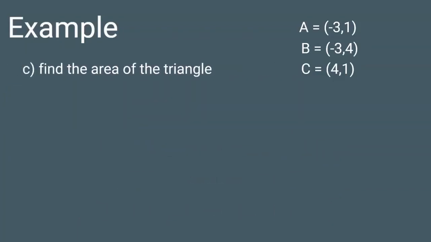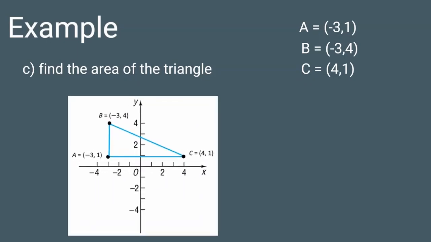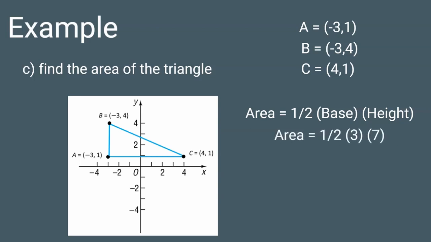Lastly, let's find the area of the triangle. So let's get our picture back. Because the right angle is at this vertex A, the sides AC and AB form the base and height of the triangle. Your area equals 1/2 base times height, and plug in the numbers from part B. So now I know that the area is 21/2 square units.